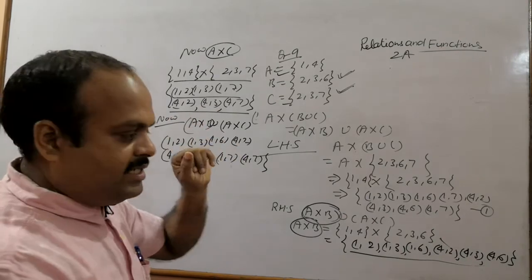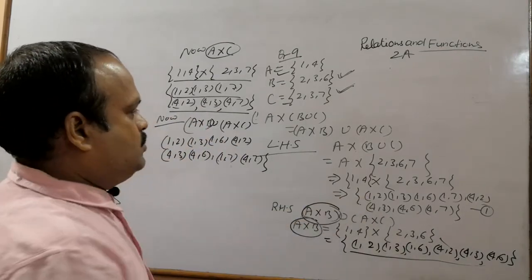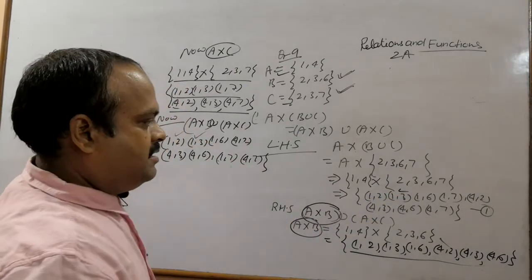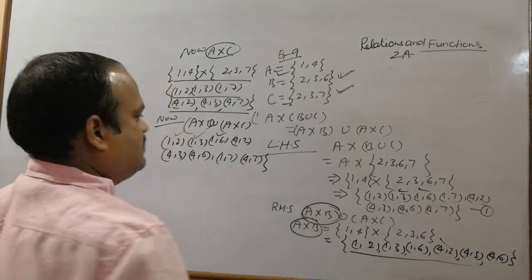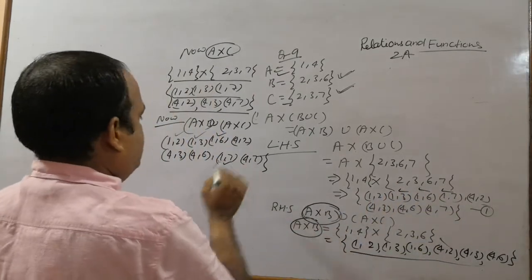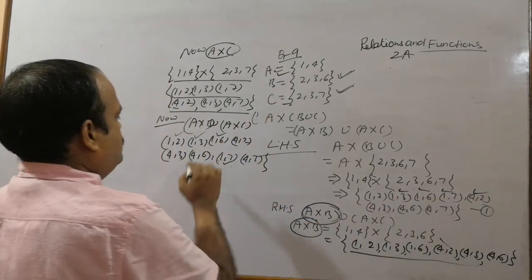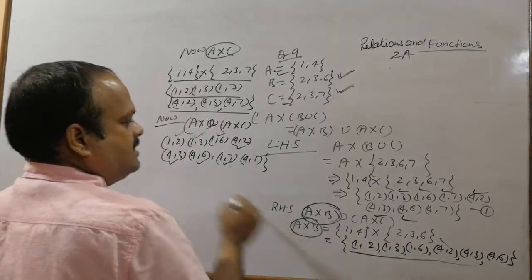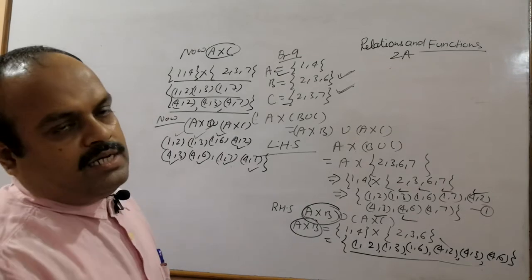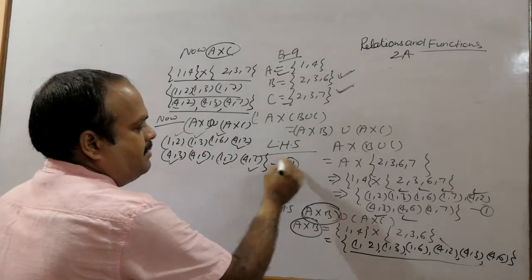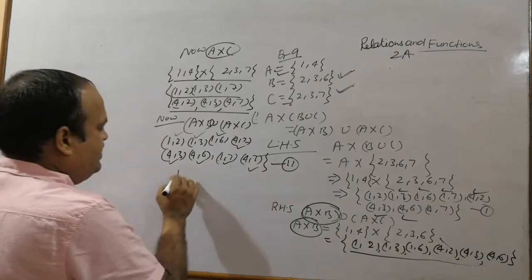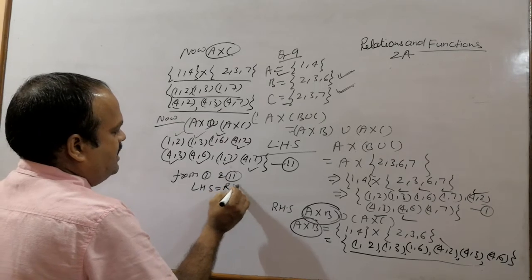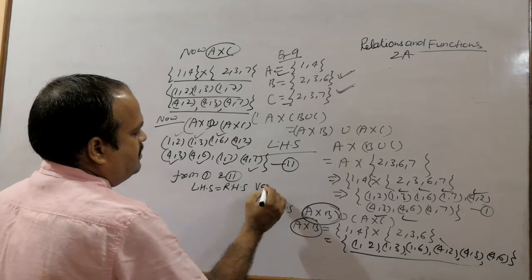Now elements we need to match: (1, 2), (1, 3), (1, 6), (1, 7), (4, 2), (4, 3), (4, 6), (4, 7). So we can say that from 1 and 2, LHS is equal to RHS. Verified.